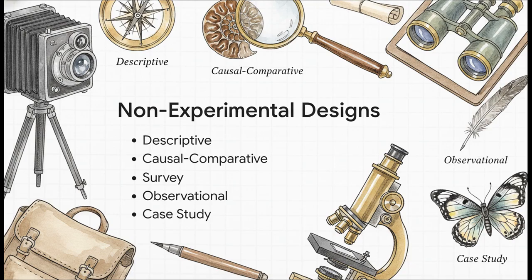Descriptive designs, they simply paint a factual, accurate picture of what exists right now. Correlational designs hunt for statistical patterns between variables, like seeing if a person's height and their shoe size tend to rise together. Causal comparative or ex post facto designs look backward in time to compare naturally existing groups. Think about analyzing outcomes for students who already attend private versus government schools. Surveys ask the masses for their opinions through carefully structured questionnaires.